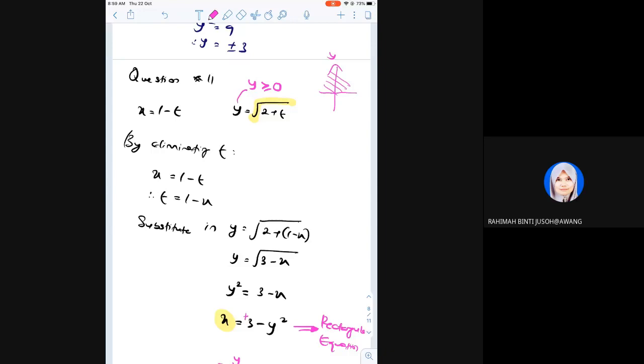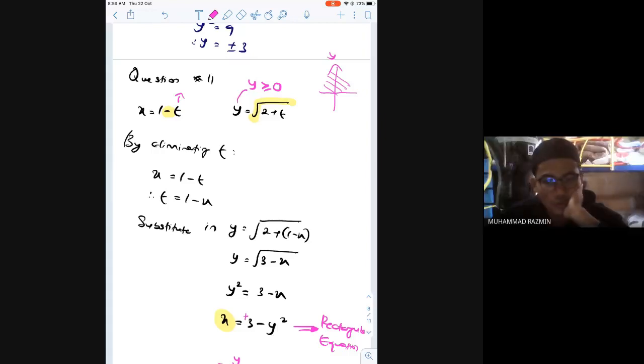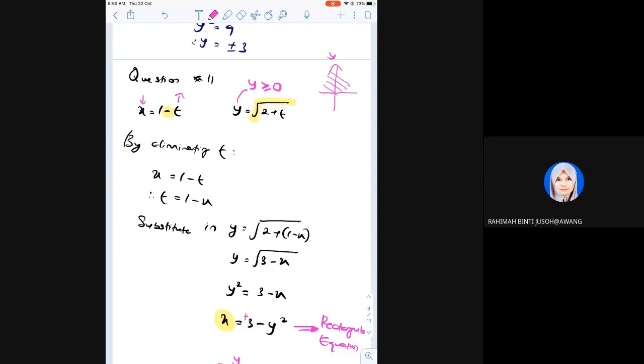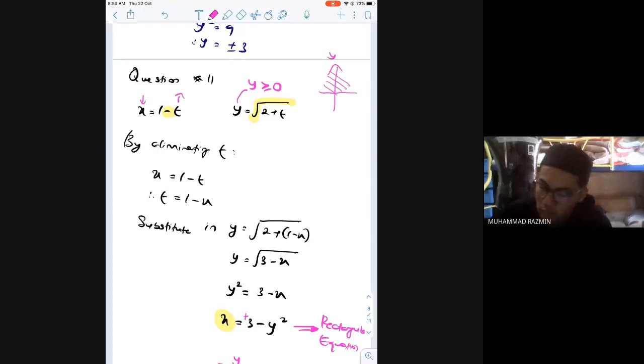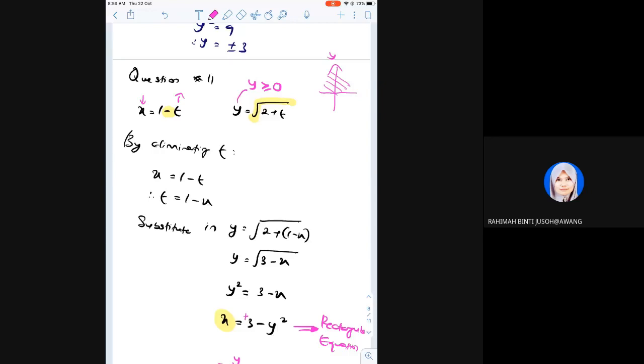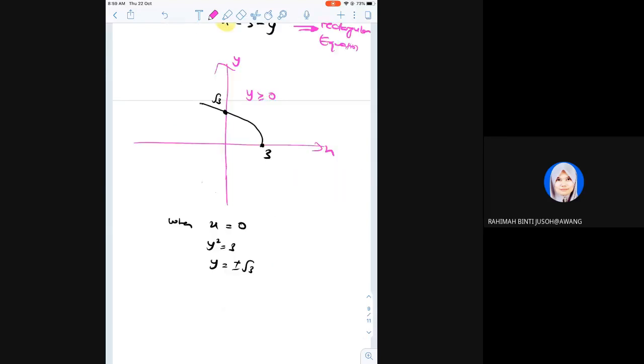You tengok secara logiknya. Okay, kalau T negatif, sekarang ni dia ada negatif T ni. When T increase, what happen? X will be decrease, makin menurun sebab you makin hutang banyak, makin turun kan nilai X kan. Yang ni positif, yang ni positif tak ada apa. Kalau T meningkat, Y pun meningkat lah. Okay, so it should be an upward.